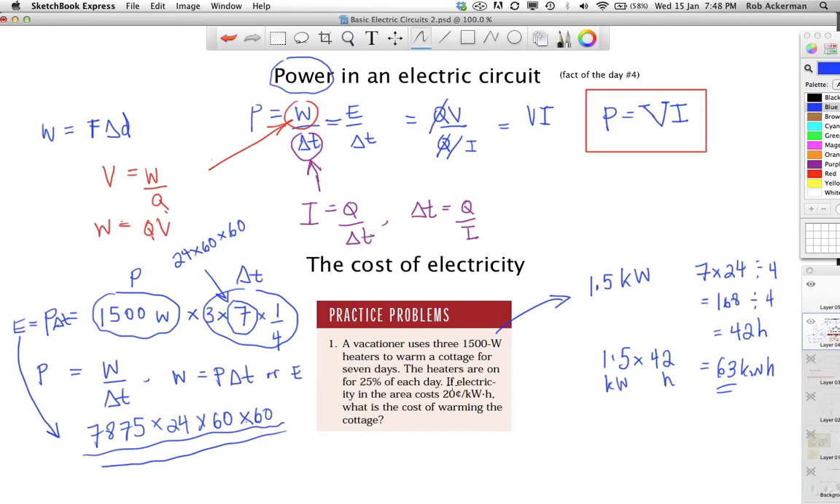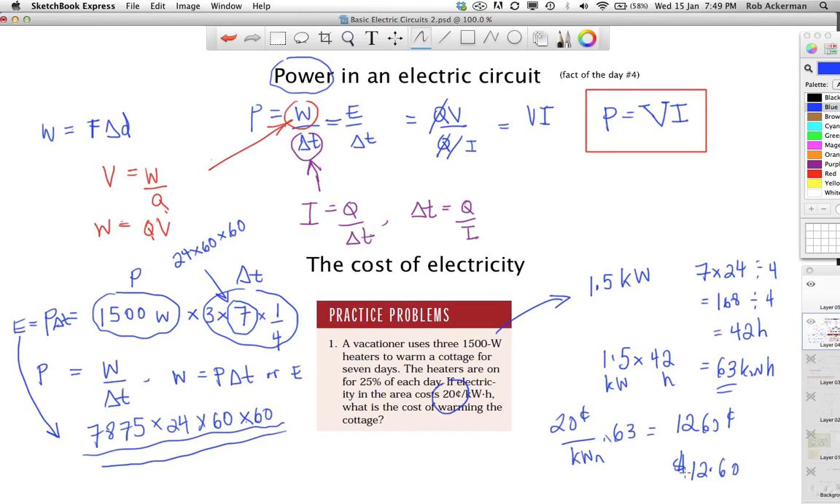The cost is 20 cents per kilowatt hour. So if something is costing you 20 cents and you're consuming 63 of them, what do you have to pay? As it turns out, not a heck of a lot. 1,260 cents, or $12.60. All right, so there's a calculation.